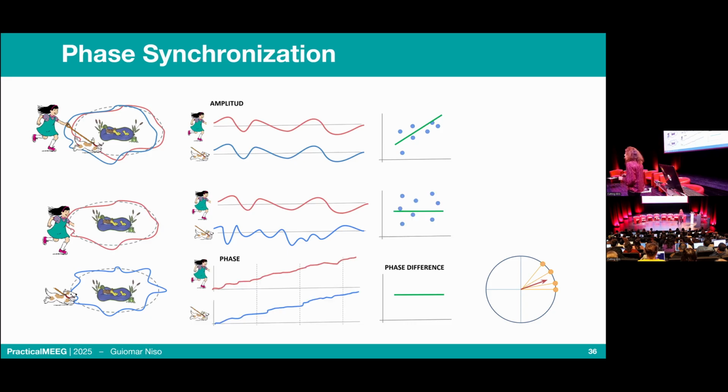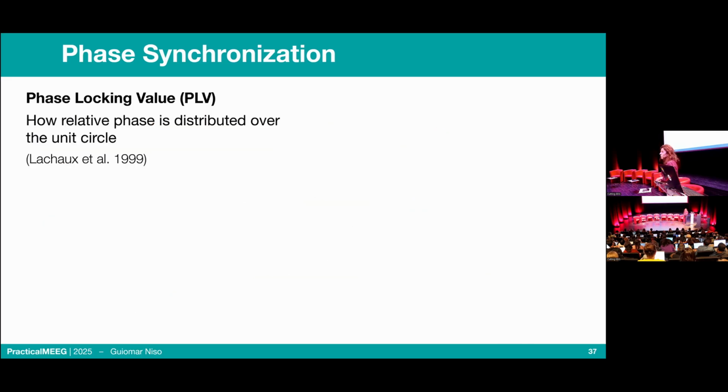However, if we measure the phase, that is, how long it takes the girl to take one round through the lake, and the dog, the phases could be really related. The difference of phases could be really small and constant. So it doesn't need to follow exactly the same path, but it can take a different path and go at the same time. This is the concept of phase synchronization. There are many metrics that study phase synchronization, like the phase locking value.